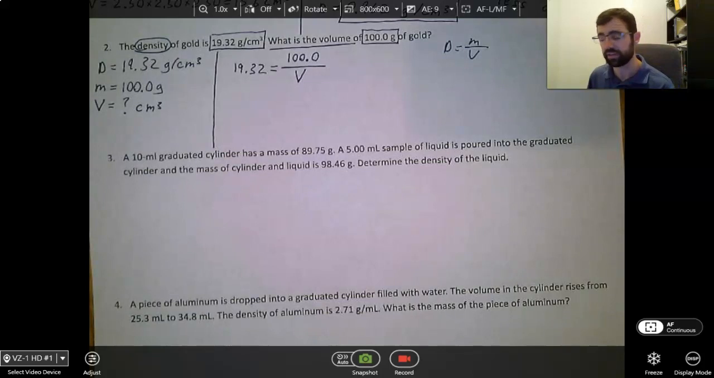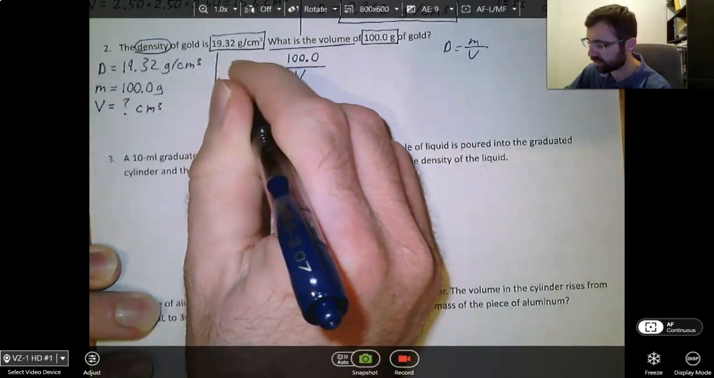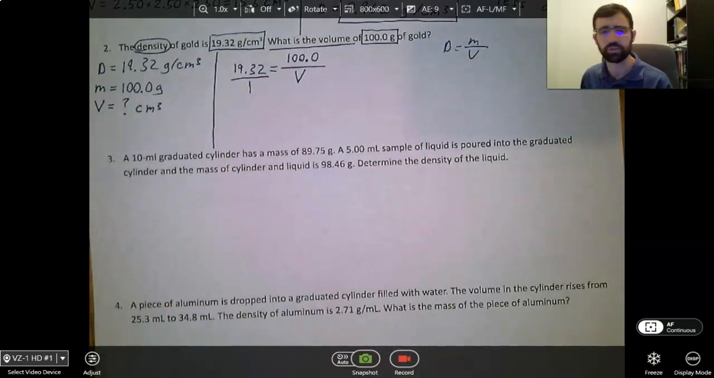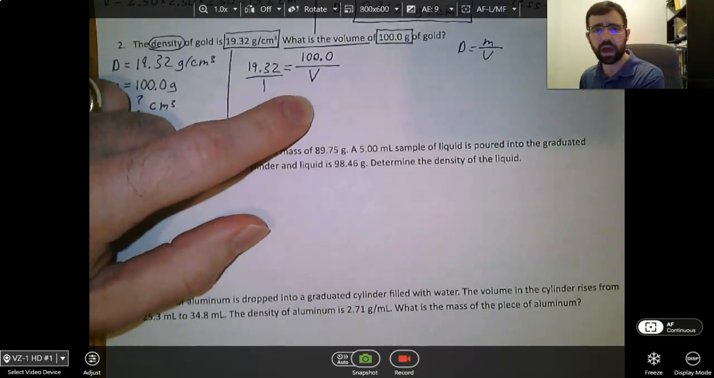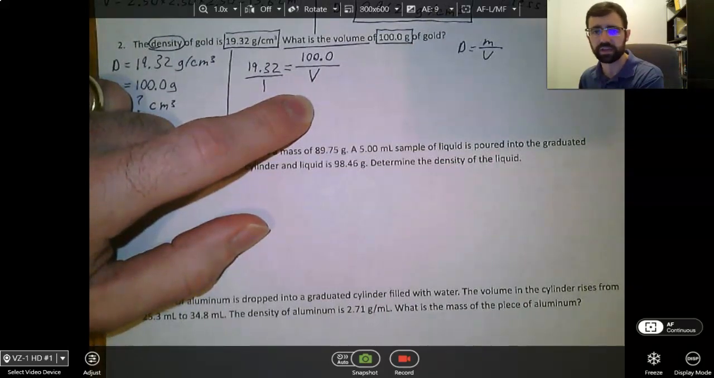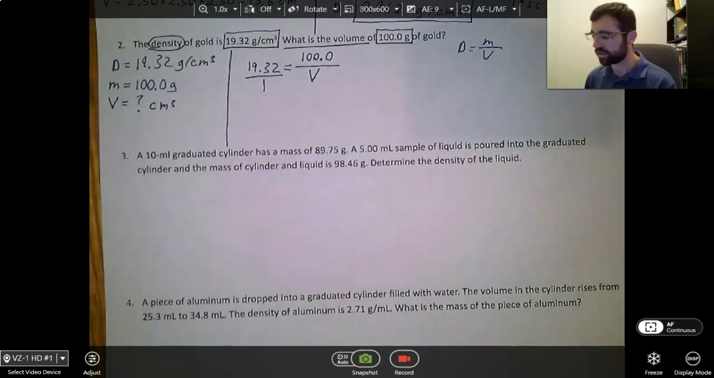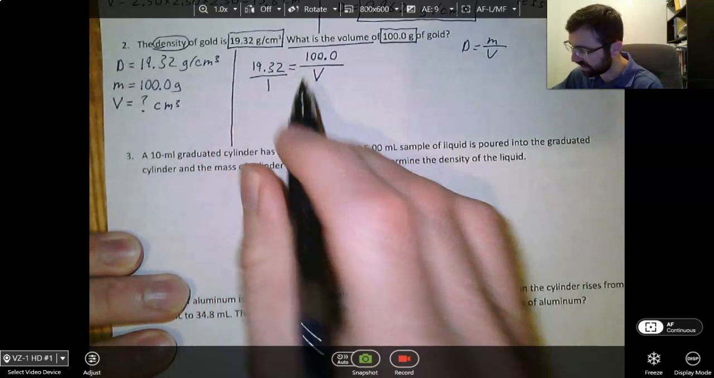One way of doing this is I can think of this as being over 1, and I could cross multiply. The reason I would do that is because V is in the denominator, and we know in algebra you cannot solve for something in the denominator. You have to get it on the top. So you can cross multiply here. We're going to do 19.32 times V.